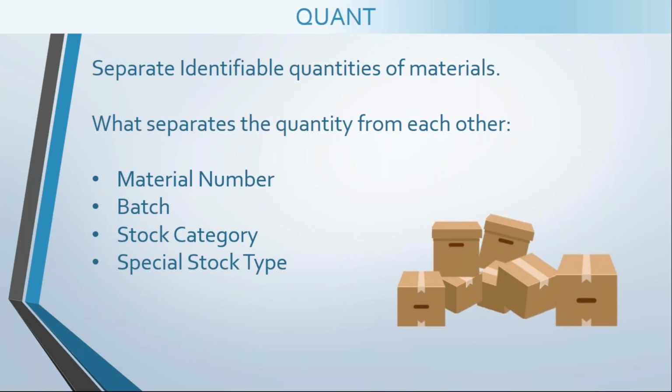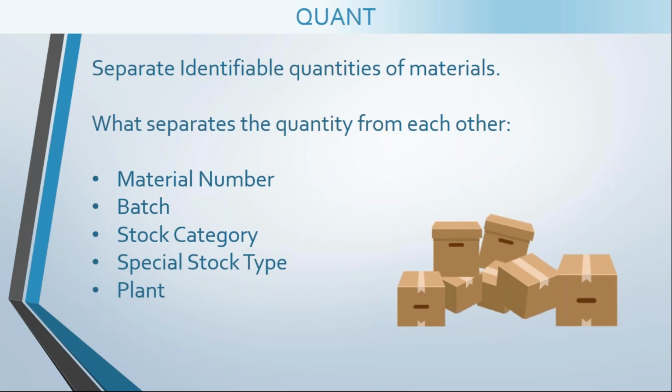The next could be special stock type. Now let's say you have a material, there are 100 pieces of it, there is no batch management, all of them are under unrestricted stock, but 20 pieces of those 100 pieces belong to consignment stock. So actually your vendor owns them, and 80 pieces belong to you. These 20 pieces belong to special stock type K, and you have to keep them separate from the 80 pieces that you own. So the material is the same, the batch number is the same, the stock category is the same, but still there's a difference. And these 20 pieces have to be handled separately. So this is another level.